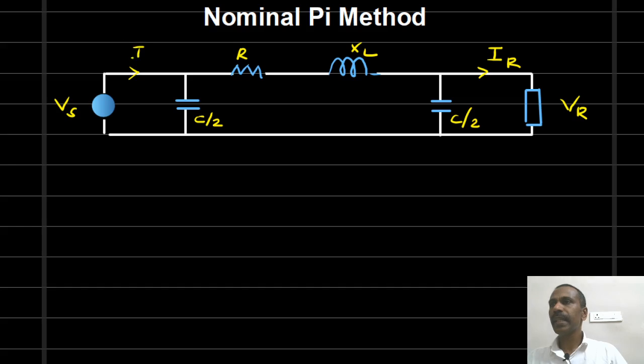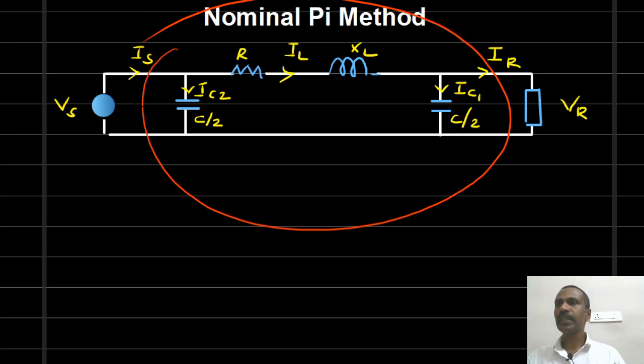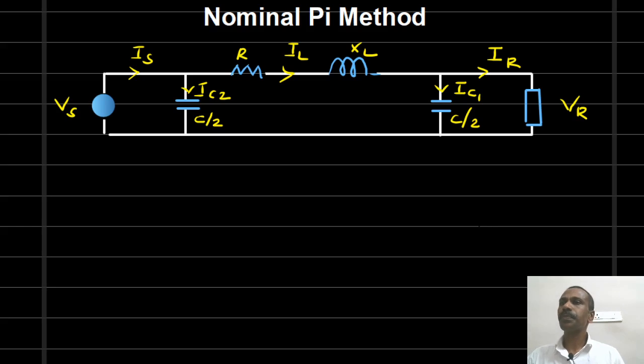The sending end current is IS. The current through the transmission line is IL. Current through this capacitor is IC1. And current through this capacitor is IC2. If you look at this network, it looks like the letter pi. So that's why we call this network the nominal Pi method, or a nominal Pi network. Now IL equals IC1 plus IR. Likewise, IS equals IC2 plus IL.